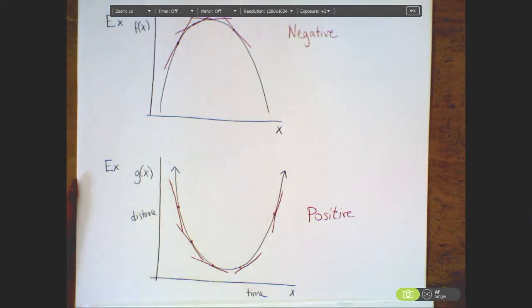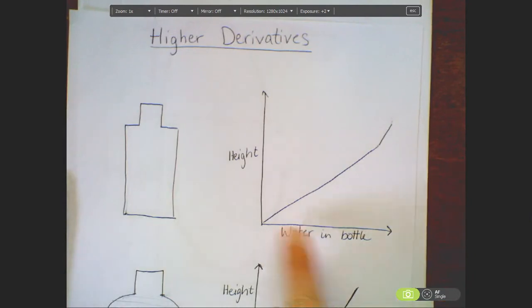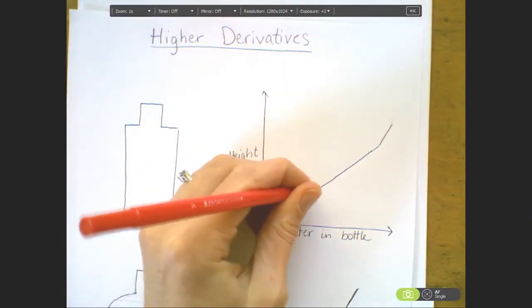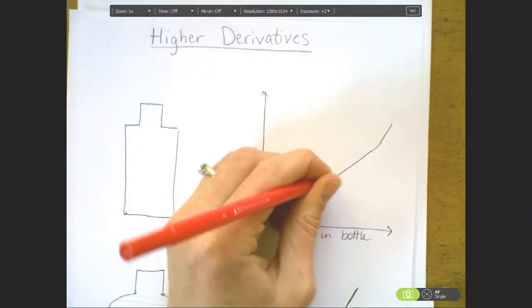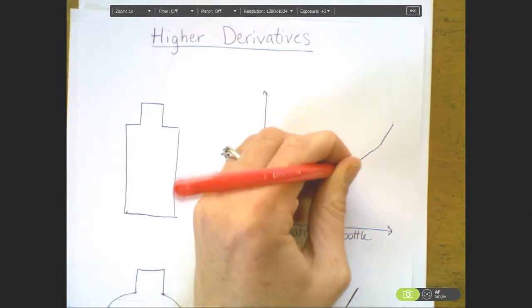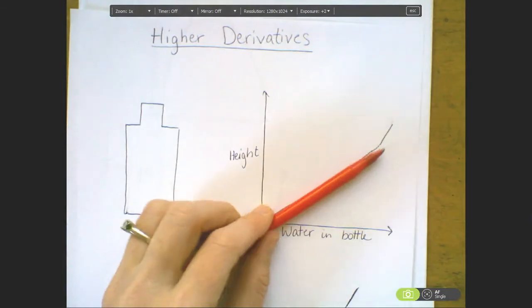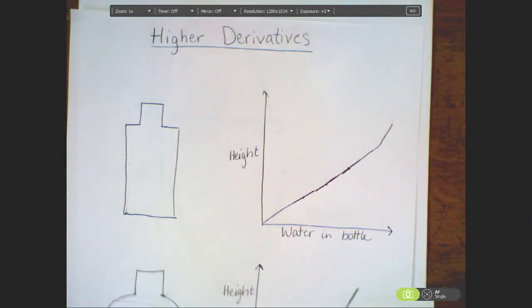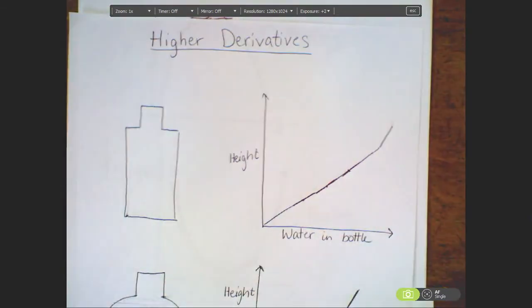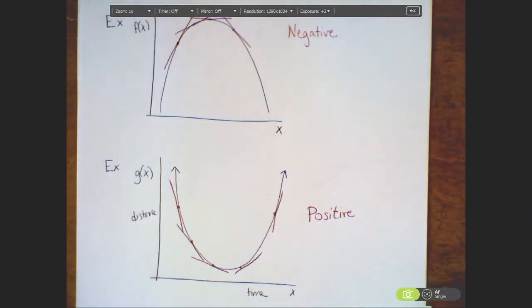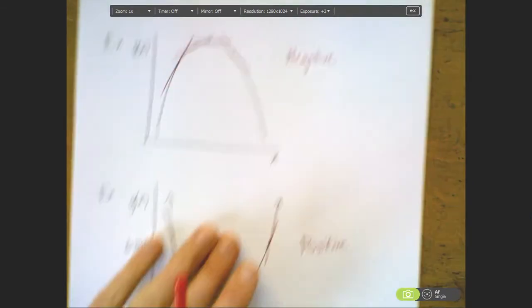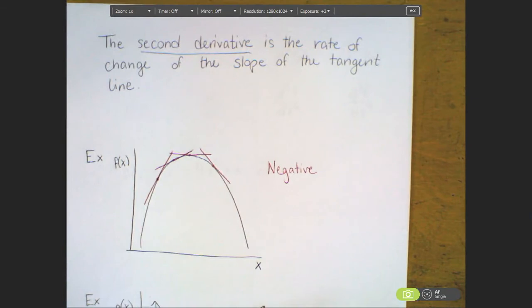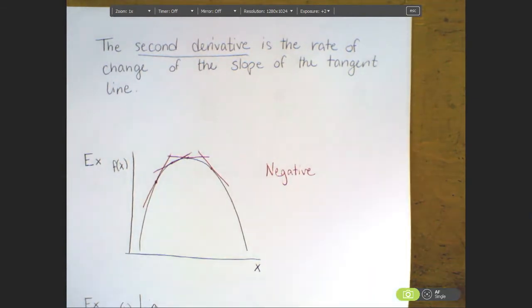Unlike, maybe let's just go back to our bottle example. In this initial bottle, at least through this part of the graph, we see that the slope of the tangent line isn't changing at all. So the second derivative in this case is just 0, because there's no change in the slope of your tangent line. All of your tangent lines are exactly the line itself. So that's a conceptual, graphical way of thinking about what the second derivative is.